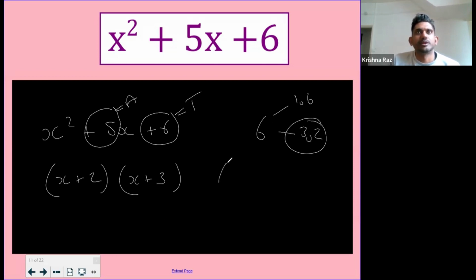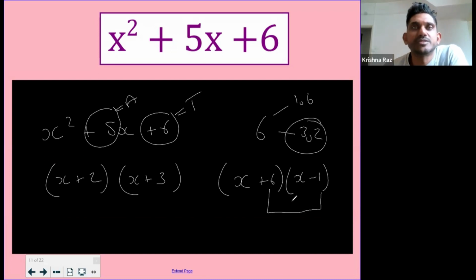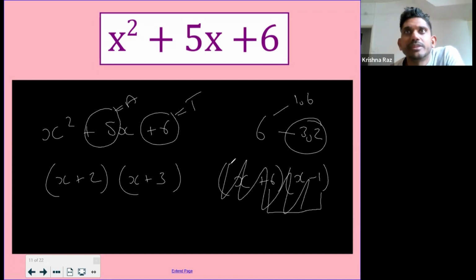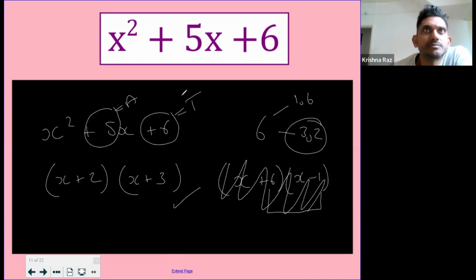Some of you might be thinking, oh, we could have done 6 and 1. But though that would have added to give us plus 5, it wouldn't have multiplied to give us plus 6. It would have multiplied to give us minus 6. So it can't be that. It must be this. Let's look at example 2.